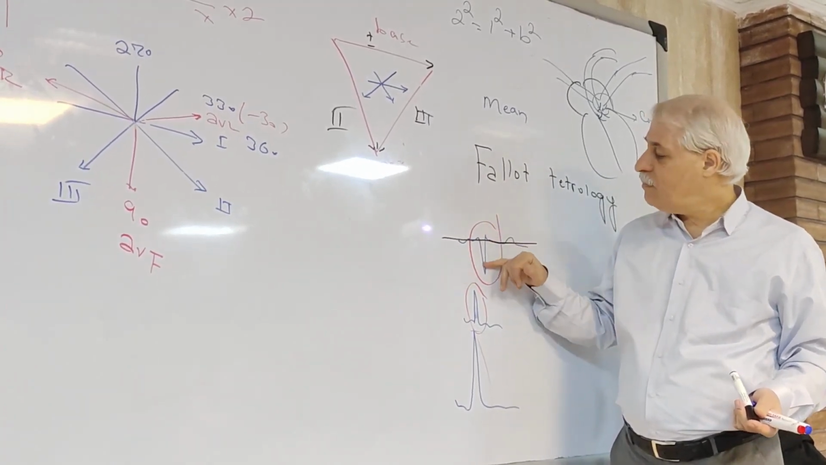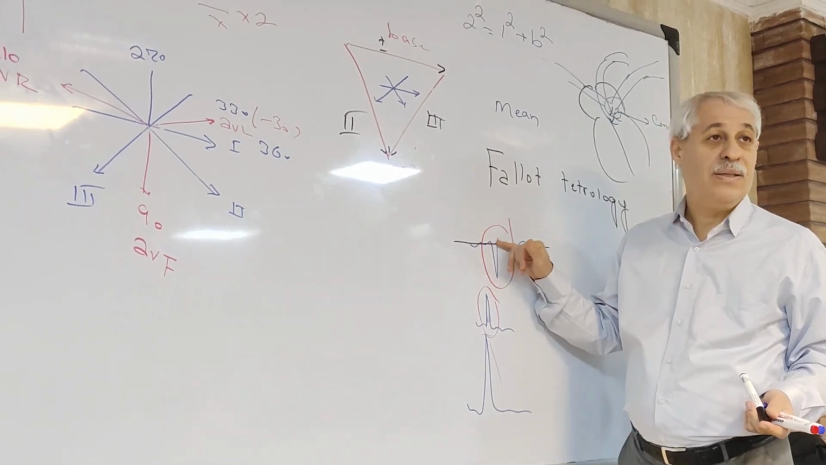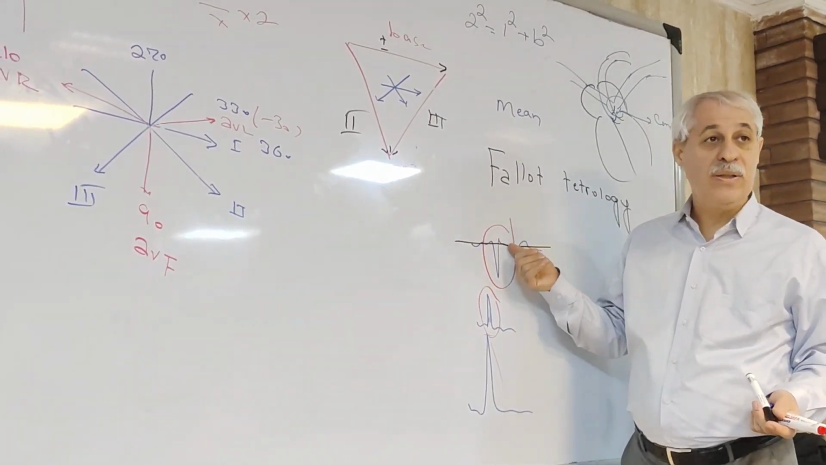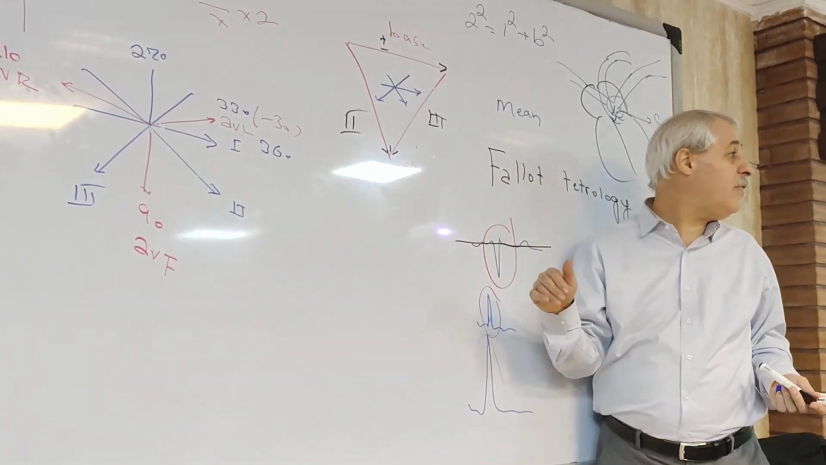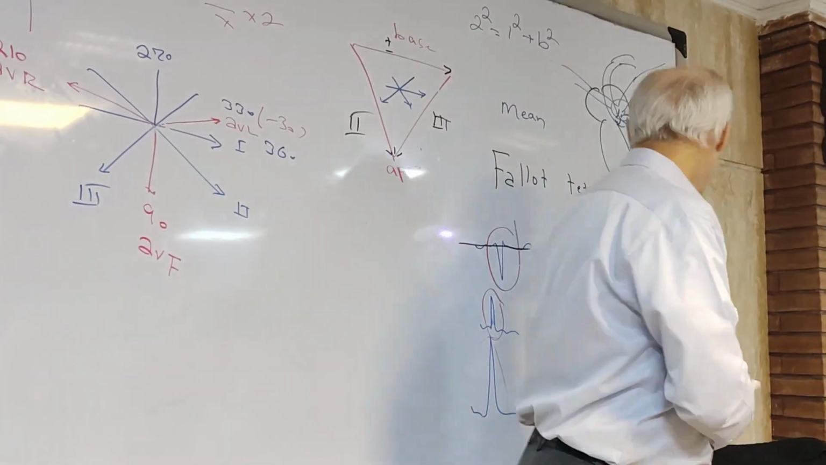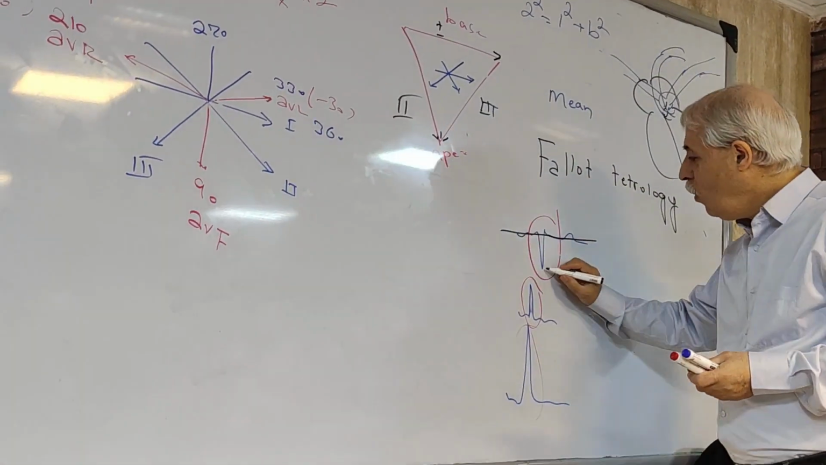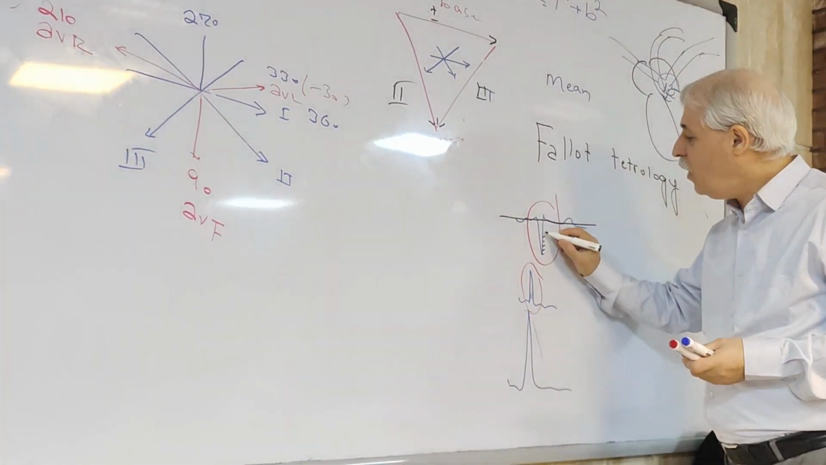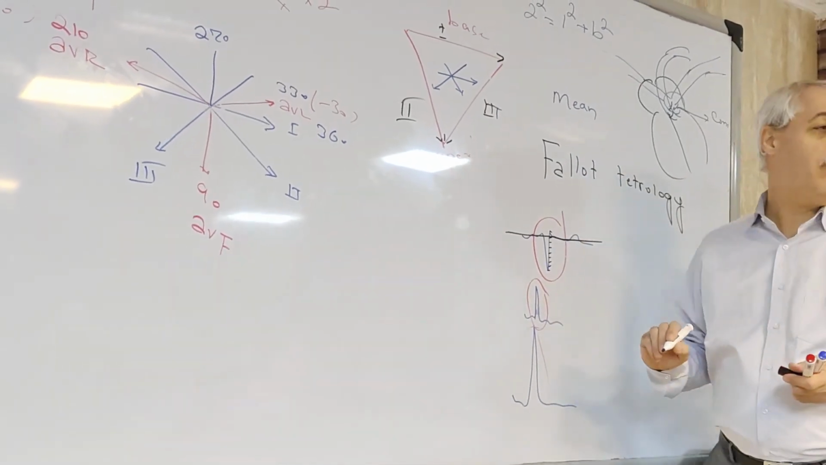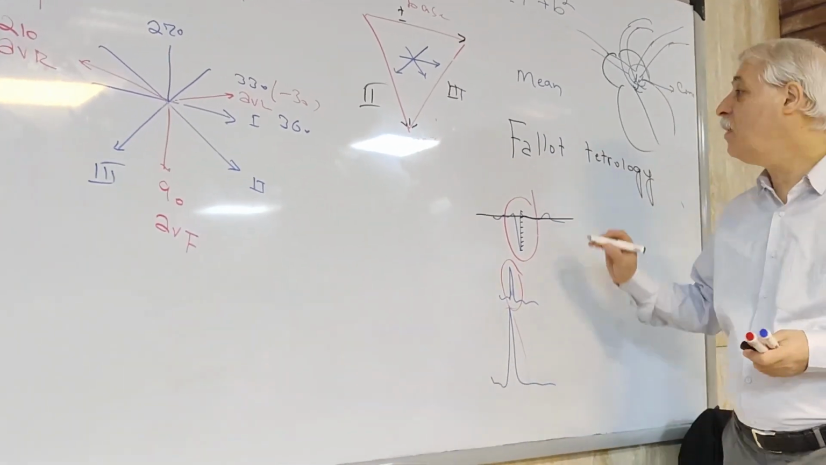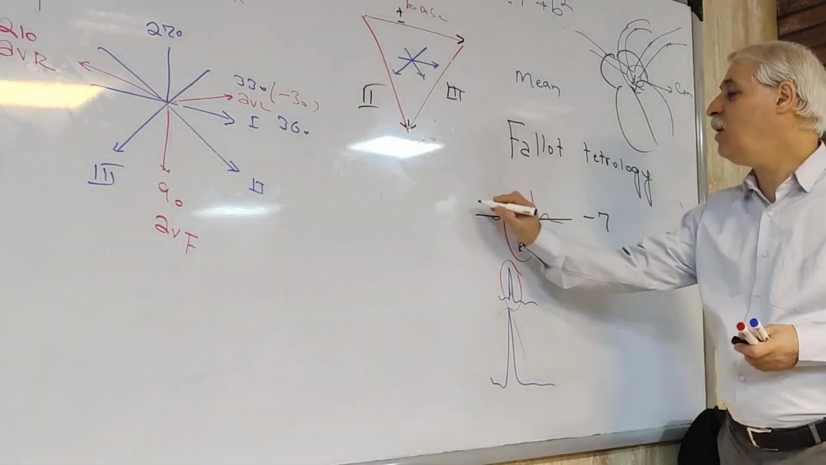Part of the QRS trace above this line is positive. Below this line would be negative. Make a net deflection. See? 1, 2, 3, 4, 5, 6, 7, 8. 1 positive, 8 negative. Minus 7, in limb lead 1.